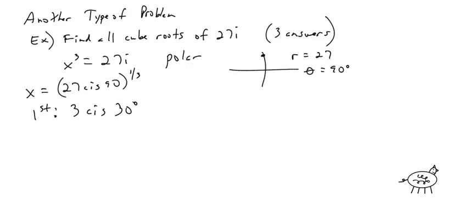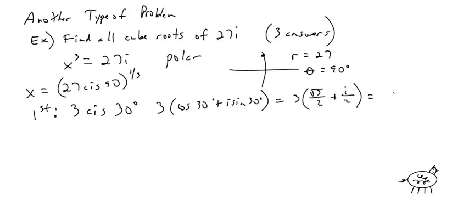Okay. Now again, that's polar. Probably a good idea to do rectangular if I asked you for it, because it's pretty easy to do that. So let's do that. It's 3 times cosine of 30 plus i sine of 30, which is equal to 3 times... cosine of 30 is root 3 over 2, sine of 30 is 1/2, so plus i over 2. So we wind up getting 3 root 3 over 2 plus 3i over 2.